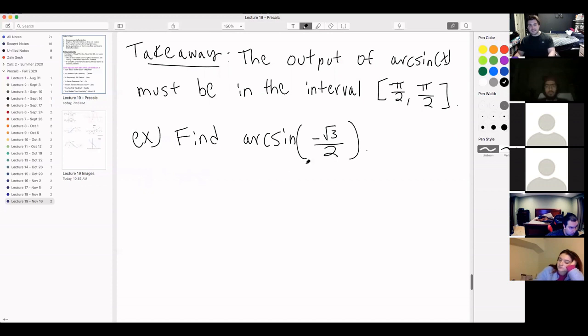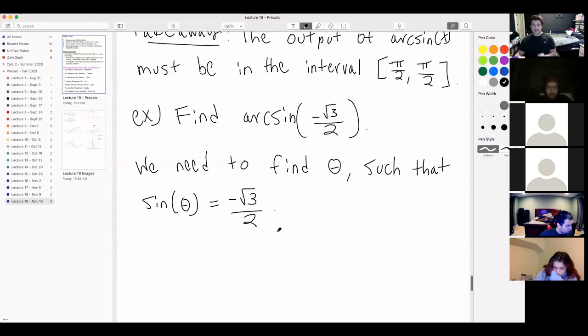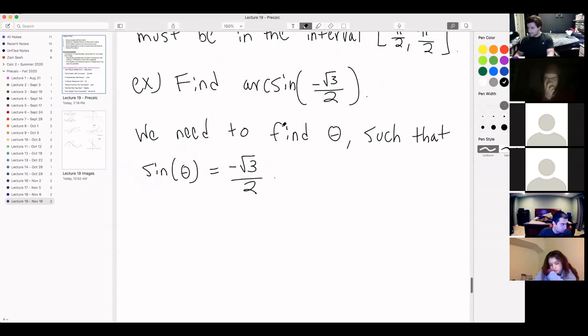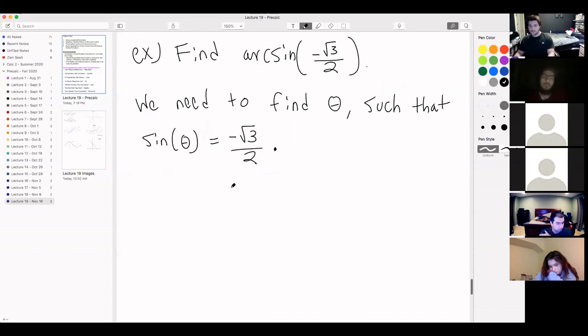Okay, so again, this is the same thing as asking, sine of what angle is negative 3 over 2? So we need to find theta such that sine of theta equals negative square root of 3 over 2. That's what it means to evaluate arcsine of negative root 3 over 2. So which theta values work?